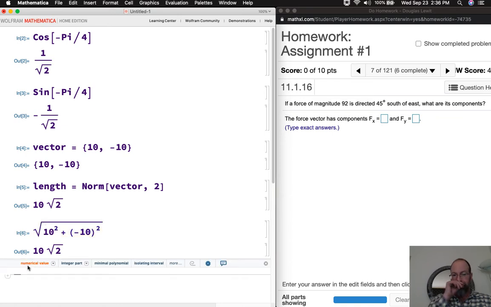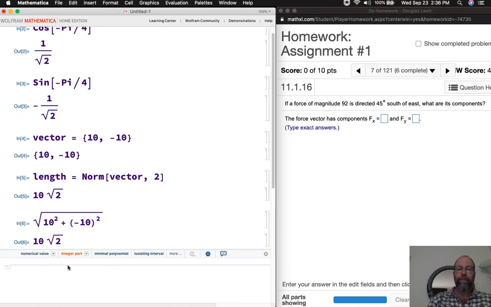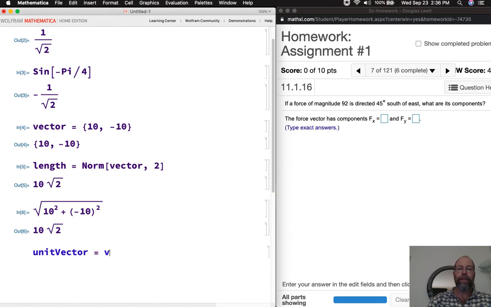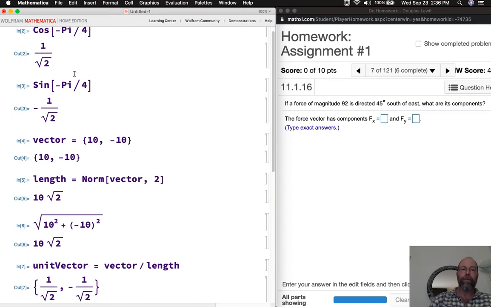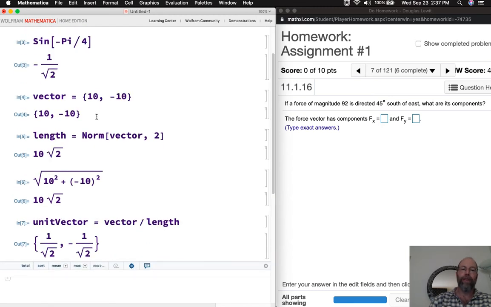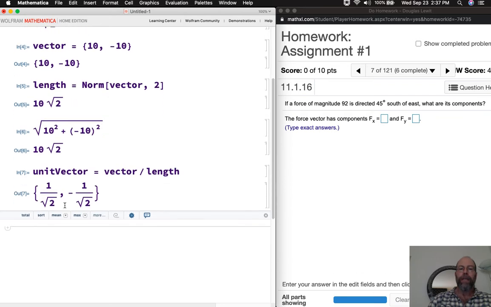So then the unit vector is simply going to be the vector divided by the length. Guess what? It's what we have up here, right? Cosine of negative pi over 4 is 1 over the square root of 2, and sine of negative pi over 4 is negative 1 over the square root of 2. So that's exactly what we have right here. It's the unit vector. And you would have the same answer if this was <1000, -1000>, a million, negative million, etc. So there you have it.